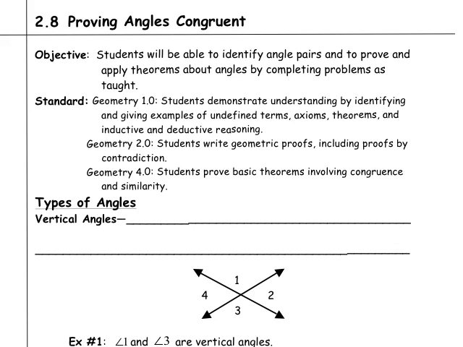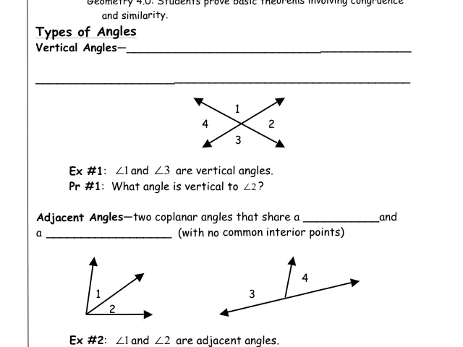Okay, 2.8, proving angles congruent. Objective: students will be able to identify angle pairs and to prove and apply theorems about angles by completing problems as taught. Okay, so a couple things we got to learn about. We got to learn about a bunch of different types of angles.